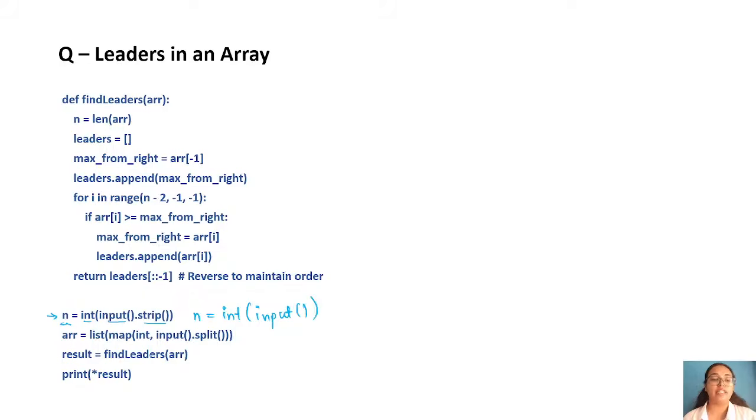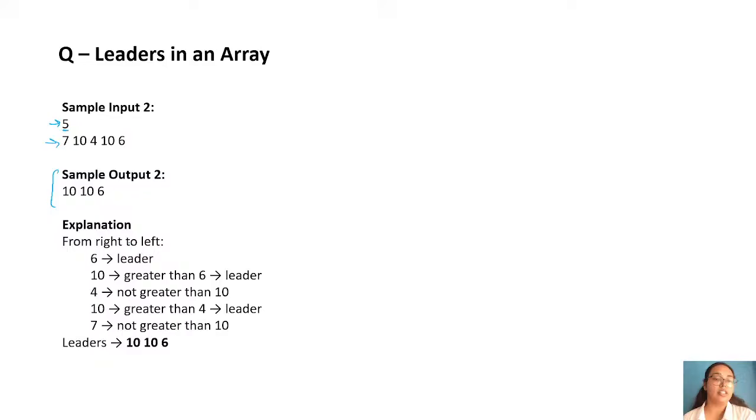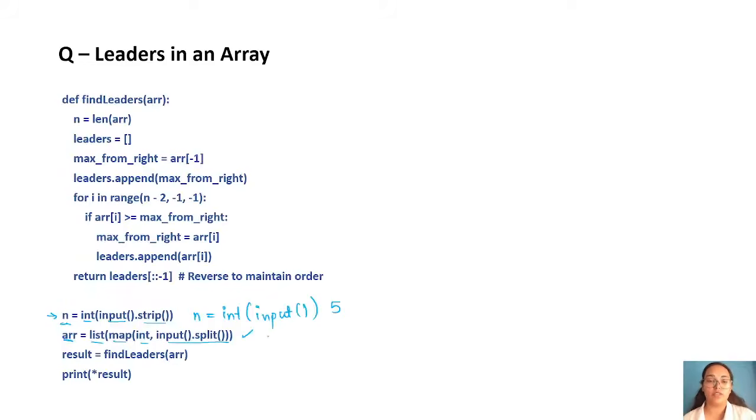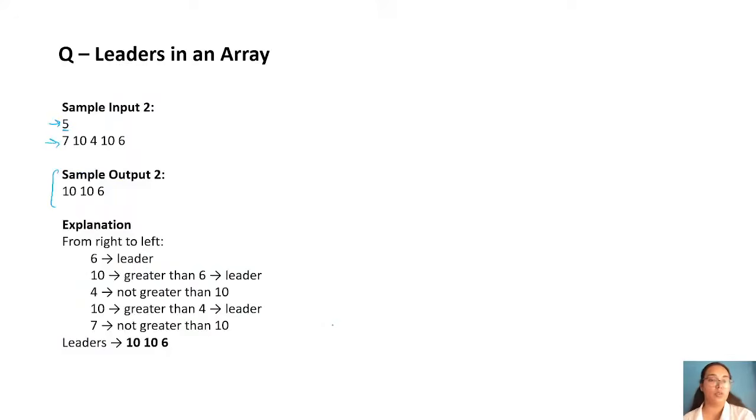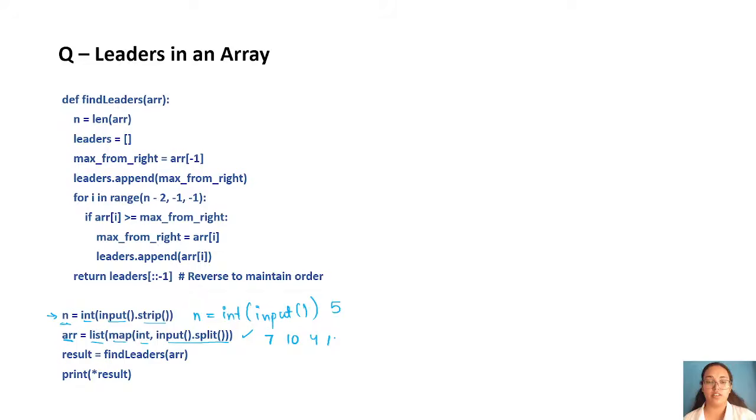So once you take the input, let's assume this is 5, then you have to take a space-separated array. So you have to do, right? Some of you are actually telling me the answer the proper way. So it's list(map(int, input().split())). This is how you will get your array. Let's assume the array is given as 7, 10, 4, 10, 6, right? So let's take that only: 7, 10, 4, 10, and 6.